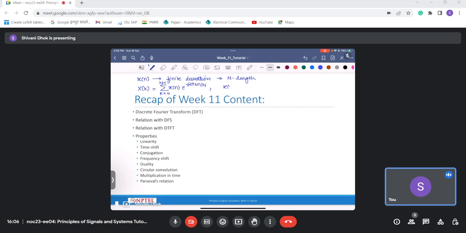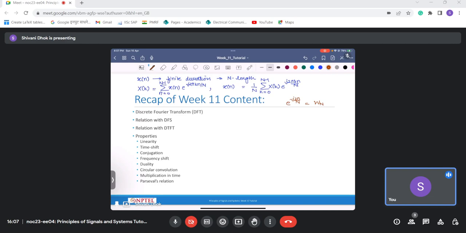and its inverse DFT is given as small x[n] is equal to 1 by N summation k equal to 0 to N minus 1 X[k] into e power j 2 pi k n by N. And this factor e power minus j 2 pi by N is referred to as W_N, and this is basically the Nth root of unity. This DFT shares properties or relations with some other transforms, like the discrete Fourier series.